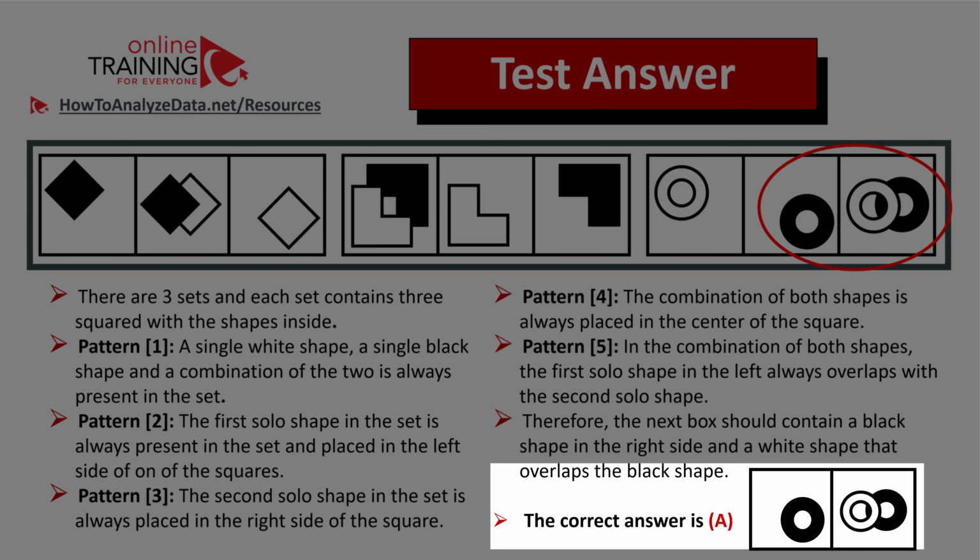Once you recognize all these patterns, you can quickly find the answer. The answer will have to have the black circle located on the right part of the square, as well as a combination of white and black circles located in the middle of the square. Hopefully you nailed this question and now know how to answer similar problems on the test.